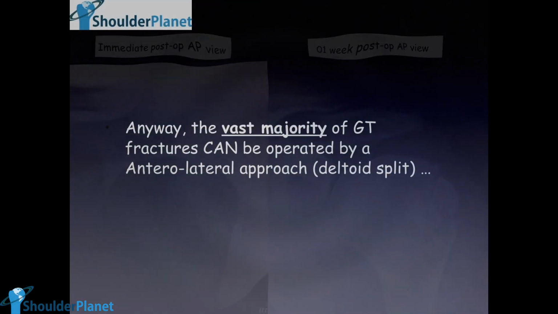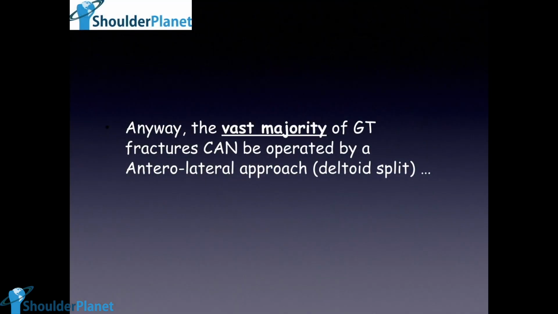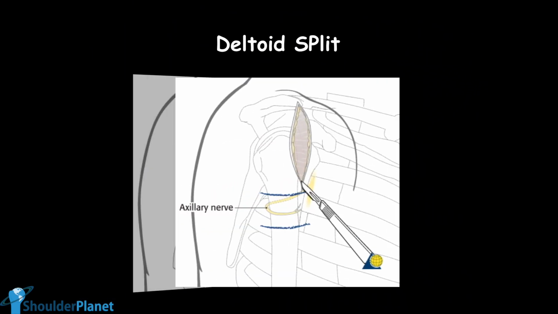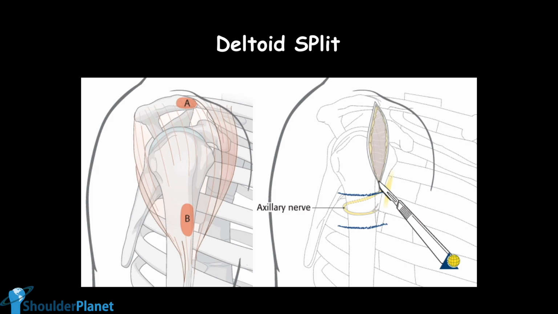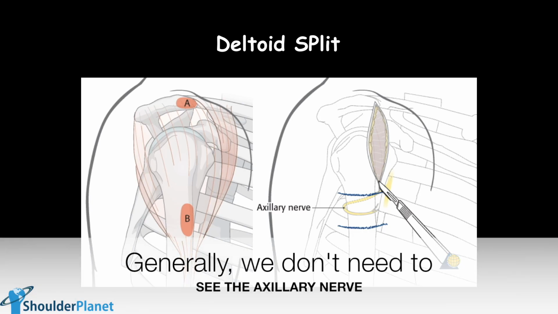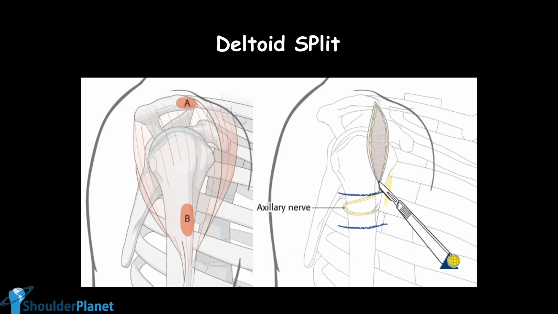But we have to understand that the vast majority of greater tuberosity fractures shall be and can be operated by a deltoid split. So the deltoid split is very common for all of us. It's the upper part of the anterolateral approach. Generally, as a rule, you don't have to see, identify, and isolate the axillary nerve. But in chronic cases, as I'm going to show you, sometimes you have to do it, and I'm going to show you in a minute.